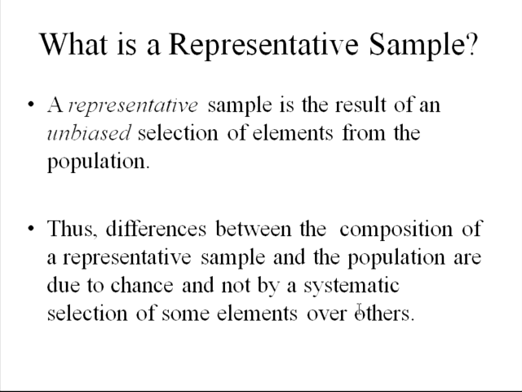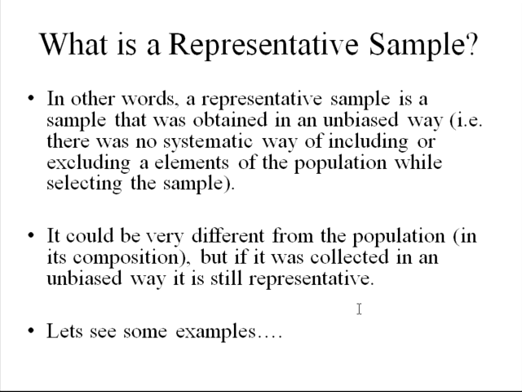So what makes a sample representative? Let's see. A representative sample is the result of an unbiased selection of elements. When you have an unbiased selection of elements, when you have a representative sample, then any differences between the sample and the population are there just by chance, not by some systematic process that drove you to select some elements of the population over others. This will become more clear with a couple of examples in the following slides.